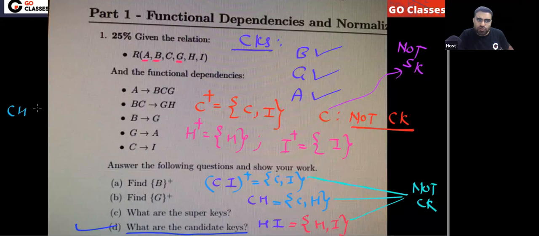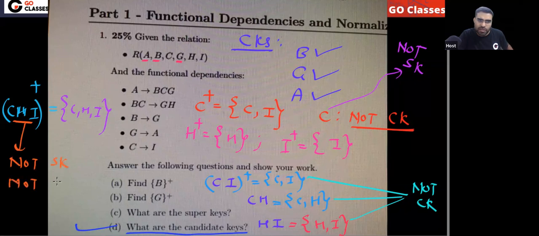Only this combination of three attributes is remaining, CHI. Yes or no? Now tell me, what is the closure of CHI? That is CHI. Again you can notice this CHI is not a super key. Yes or no? This is not a super key.